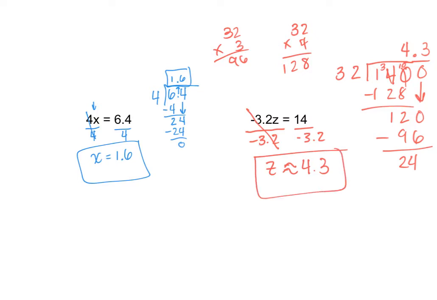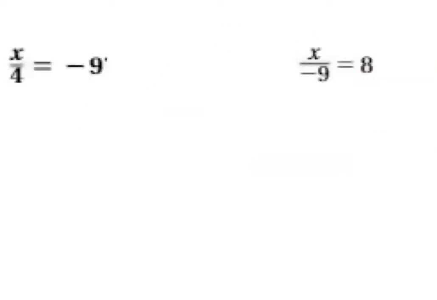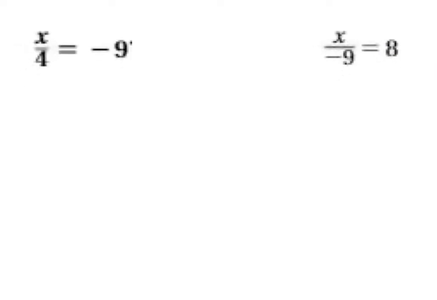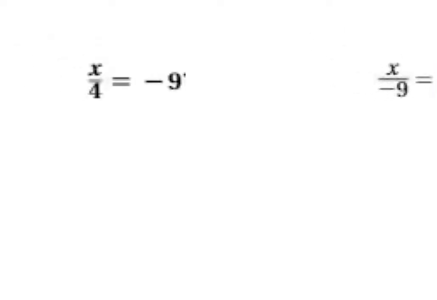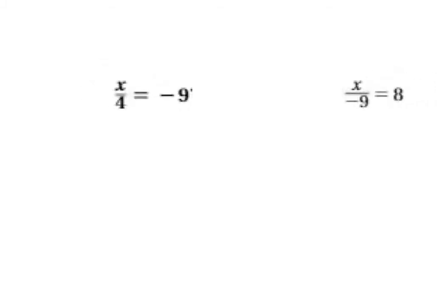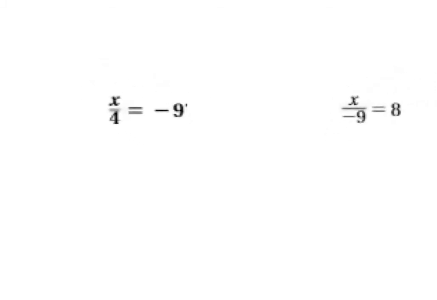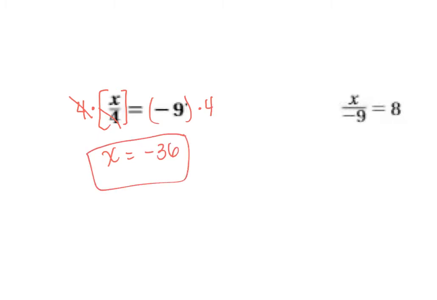All right. Next. Okay, so we've got x divided by 4 equals negative 9, and we've got x divided by negative 9 equals 8. So these are examples of where we need to multiply. So we're going to draw parentheses or brackets around this x over 4, multiply by 4. Same thing with the negative 9, we're going to multiply by 4. These 4's cancel, we're left with x equals negative 9 times 4 is negative 36, so that is our answer.